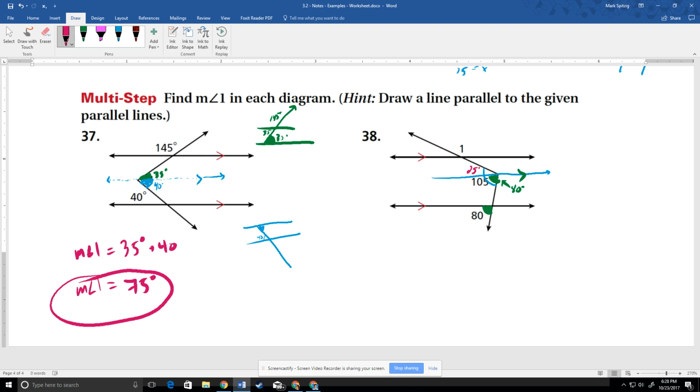So if this red angle is 25, that means using alternate interior angles that's also 25, or this is 25 because of corresponding or vertical angles. But either way, it forms a linear pair with 1. So I just did 180 minus that 25, and we get 155 there. Then that is good. So we just say the measure of angle 1 is 155 degrees. Sound good? All right.